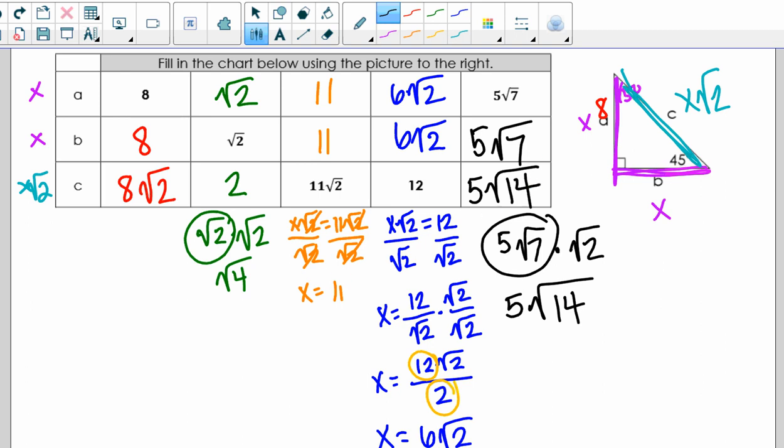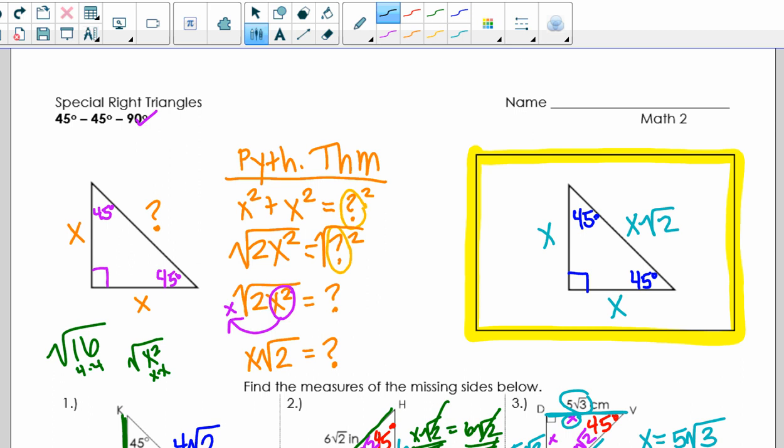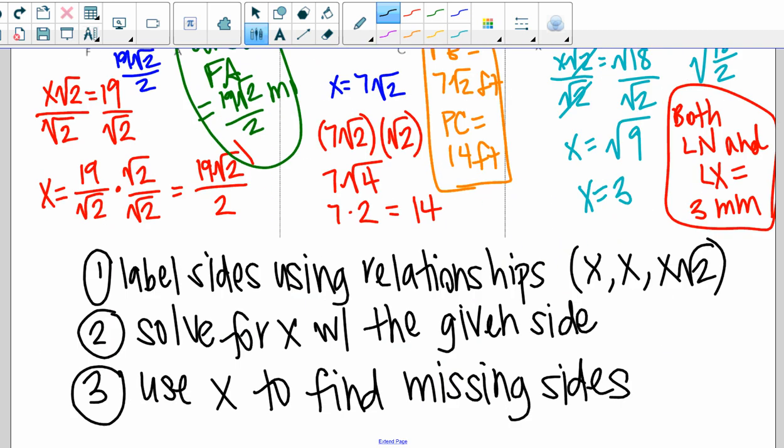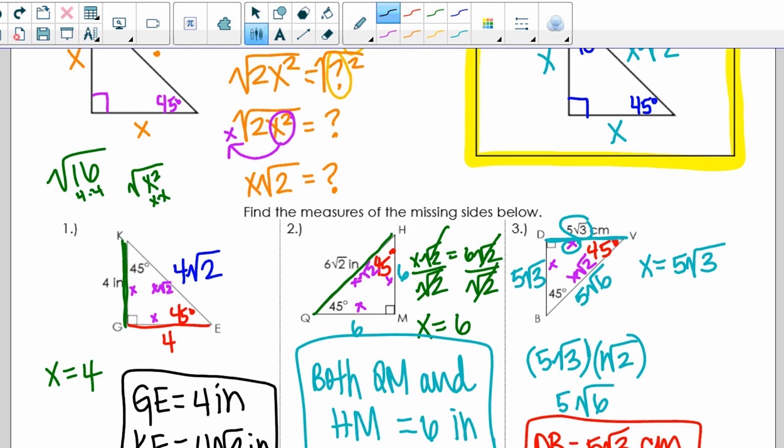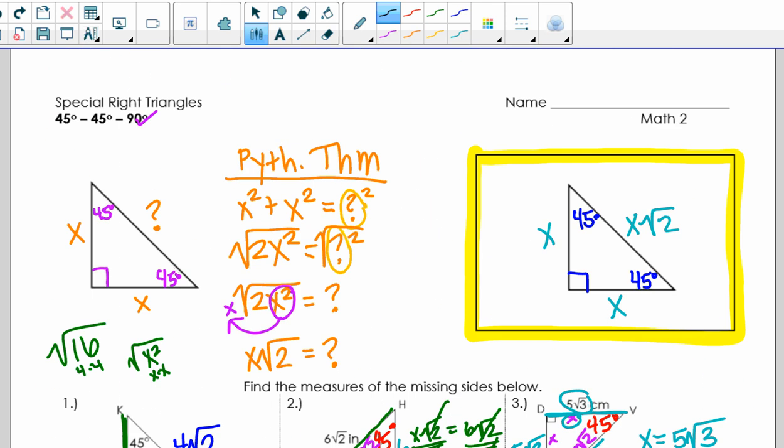Okay, so that is how you do 45-45-90s. Obviously, if you have questions, please reach out. But these 3 steps are not only what we use for the 45-45-90s, but for the second relationship, we'll use those same steps. They just have different relationships other than x, x, x radical 2. Okay, so definitely practice that homework tonight and let us know what kind of questions you have.